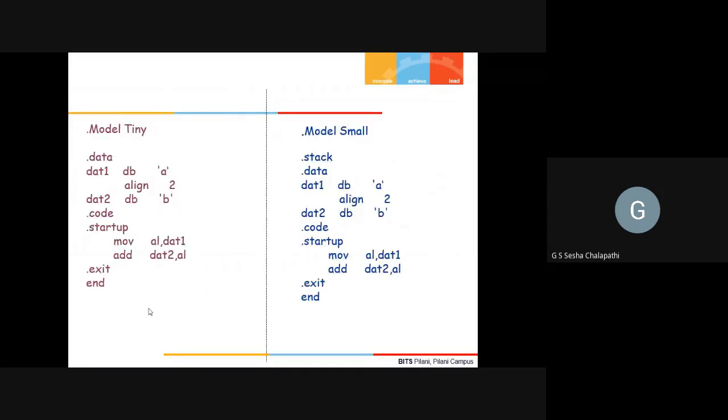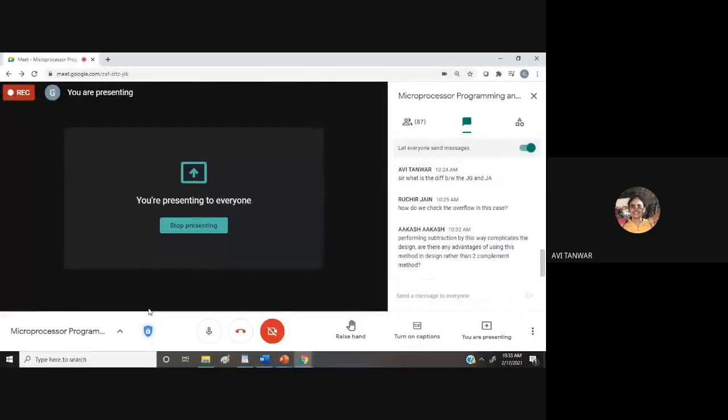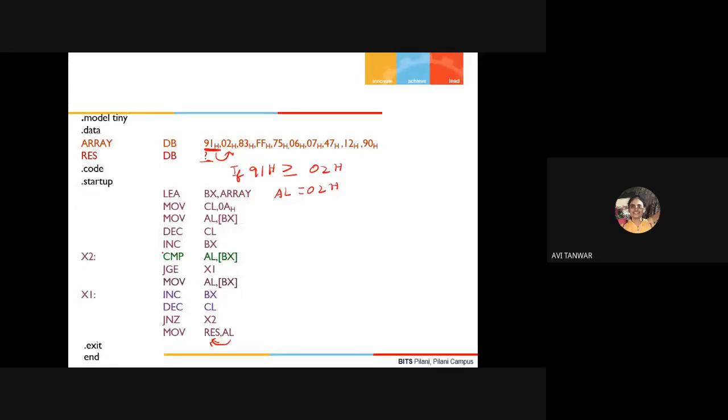Here, the thing which we have labeled as X1, the two code lines for incrementing BX and decrementing CL. Can't we use the first segment only, where we have written decrement CL, increment BX? Does this order of BX and CL matter? Yes, it does matter.